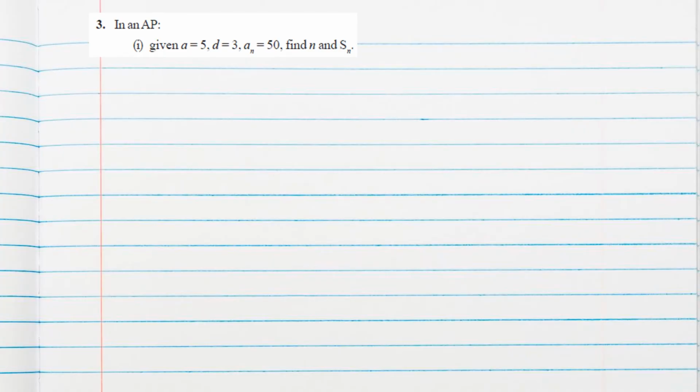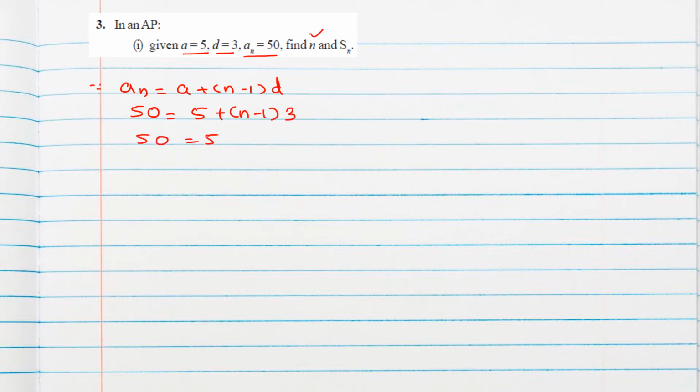Question 3. In an AP, given a is 5, d is 3, an is 50, find n and Sn. See, a is given, d is given, an is also given. We can find n using the formula an equals a plus (n minus 1)d. So a is 5, n is not given, an is given as 50, d is 3.